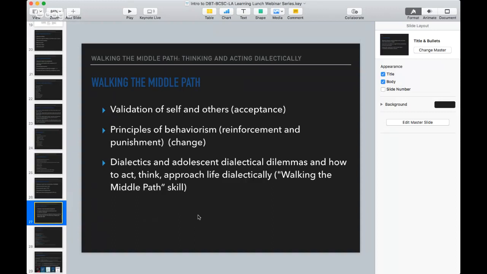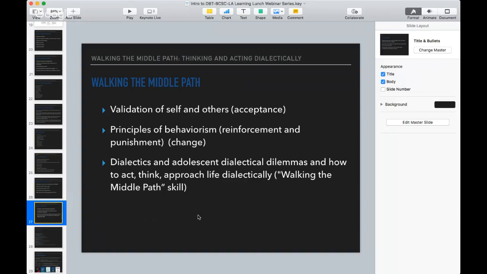Okay, now this fifth module that was added into the adolescent manual, the Alec Miller and Jill Rathus manual, is called Walking the Middle Path. And they added this additional module. The new material is actually the third one, dialectics and adolescent dialectical dilemmas, and how to act, think, and approach life dialectically.